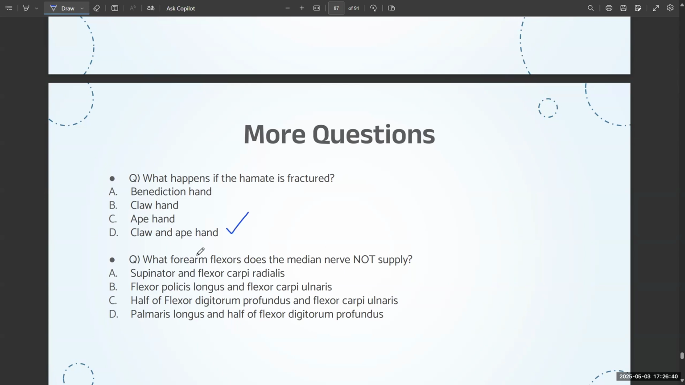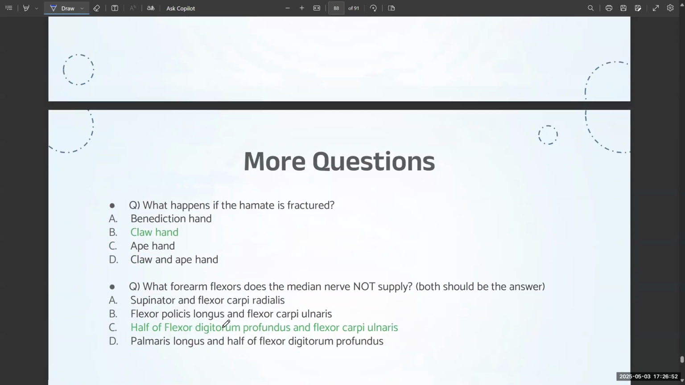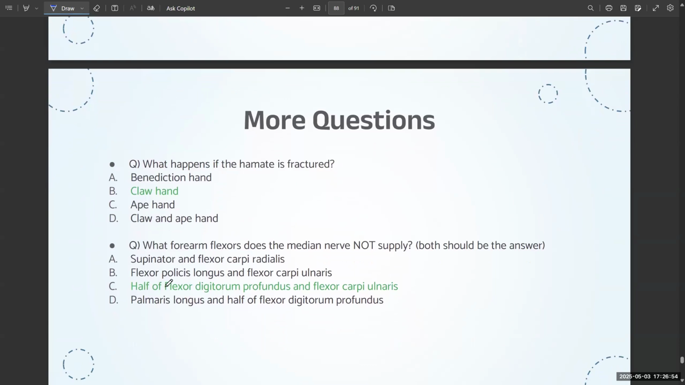Okay. Now, what forearm flexors does the median nerve not supply? Is it A, B, C, or D? Okay, so we'll move on to the answer of this. The answer is C. Half of flexor digitorum profundus and flexor carpi ulnaris. And why is that? Both of them should be the answer. So the median nerve does not supply the supinator, and it does not supply the flexor carpi radialis.